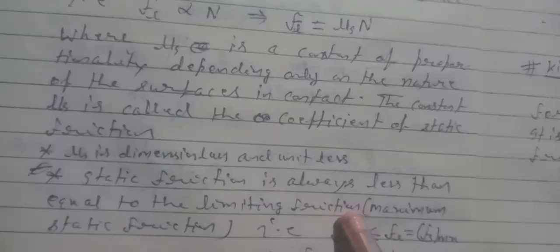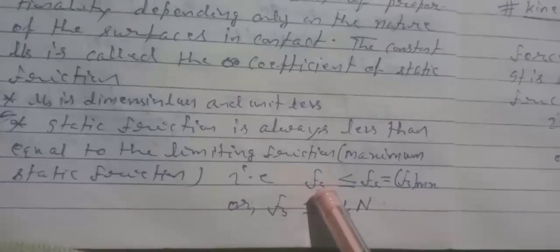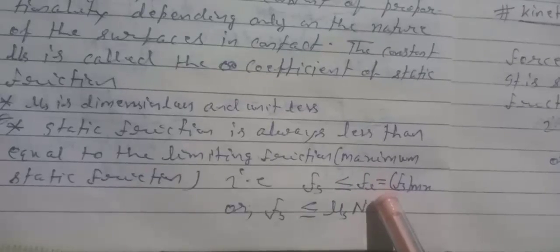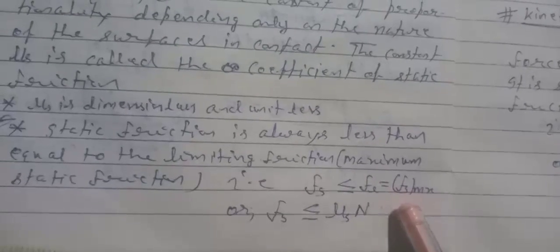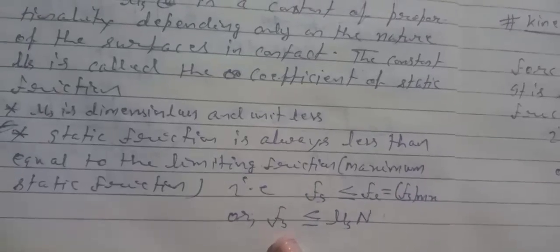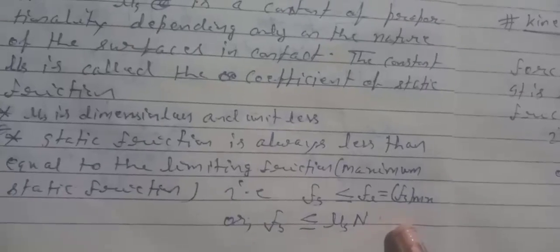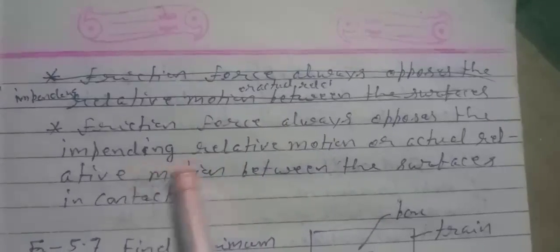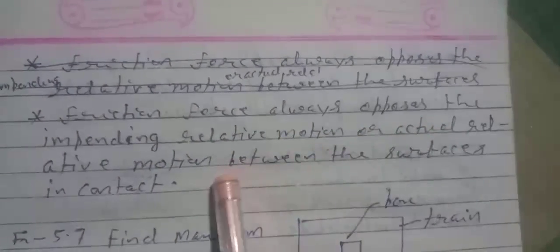Static friction is always less than or equal to the limiting friction, that is maximum static friction. In mathematical form, Fs is less than or equal to Fl equals Fs max, because Fs max is the Fl. This implies Fs is less than or equal to mu s into N. Now friction force always opposes the impending relative motion or actual relative motion between the surfaces in contact.